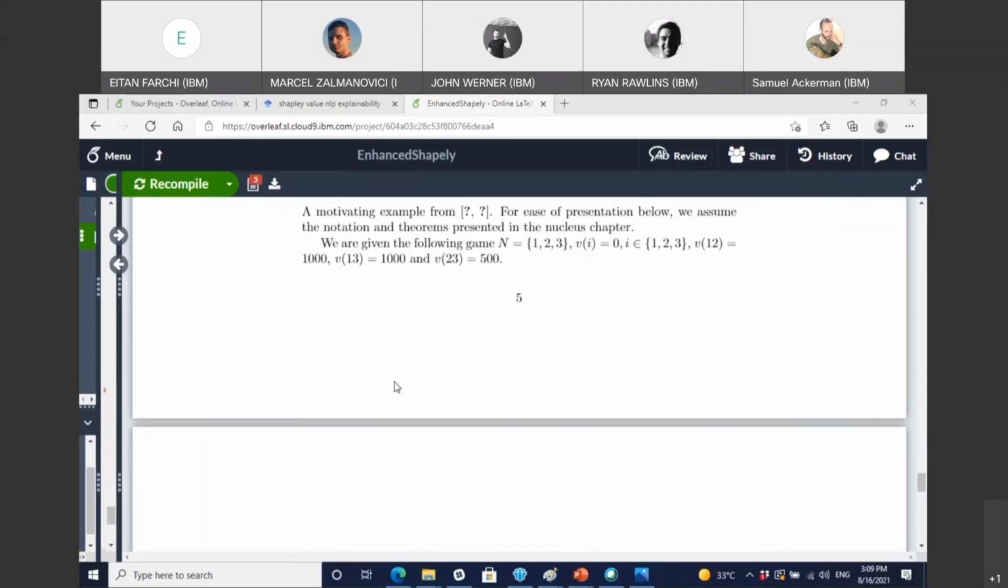How can that happen that player number 1 gets 1,000? So player number 1... no, player number 1 can't get 1,000 because he needs to cooperate with someone. It's probably not fair that he's the only one getting the entire 1,000. Yeah, he can't get 1,000 by himself.